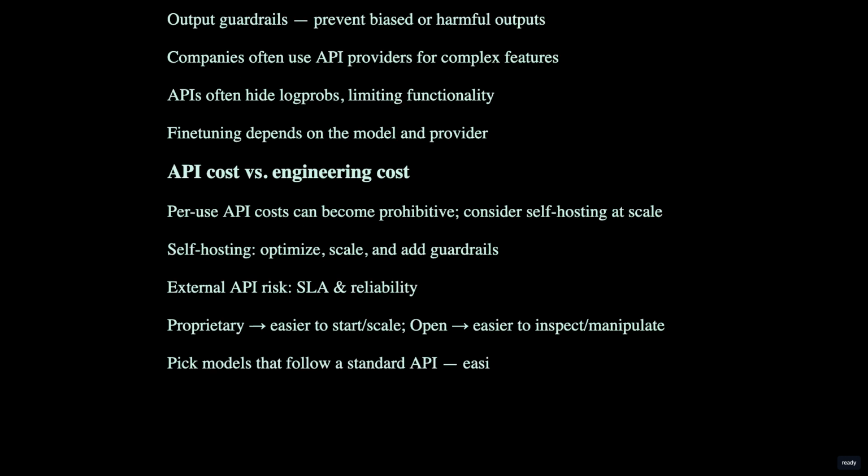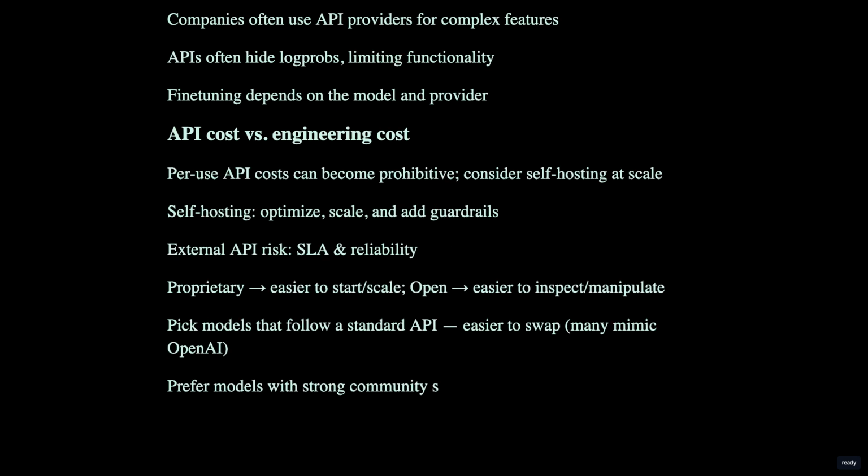Whether you use open source or proprietary models, prefer ones that implement a common API because it makes swapping models straightforward. Right now, many providers intentionally mimic OpenAI's API, so you can change backends with minimal code changes. More capable models often have more quirks and edge cases to handle. A large, active community means many users have likely faced the same problems and shared fixes, workarounds, or integration tips online, making troubleshooting much easier.